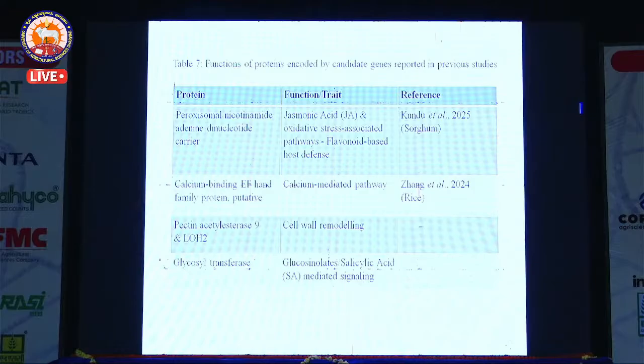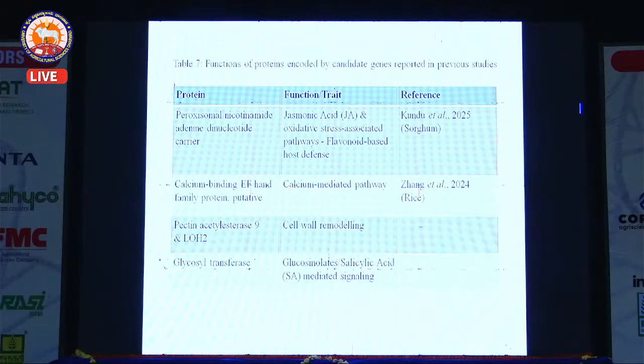They play an important role in jasmonic acid and other oxidative stress related pathways, actually through flavonoid based host defense, and calcium binding family proteins. The calcium flux will help in signaling. And the other proteins like pectin acetylase and the lipid related LOH2 are involved in cell wall remodeling, and glycosyl transferase is involved in salicylic acid mediated signaling.